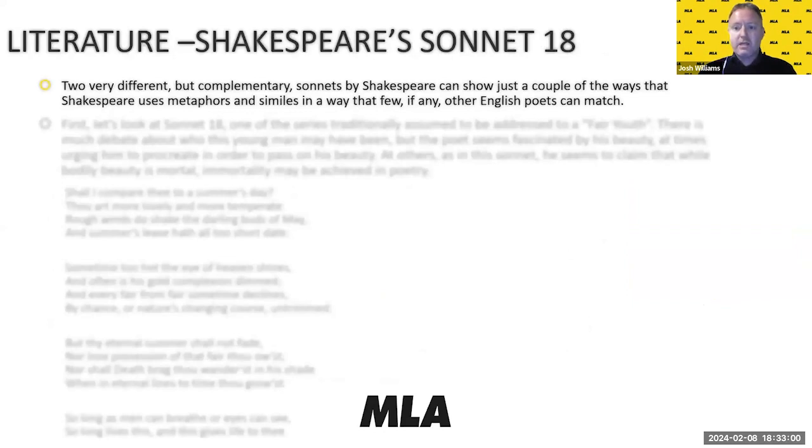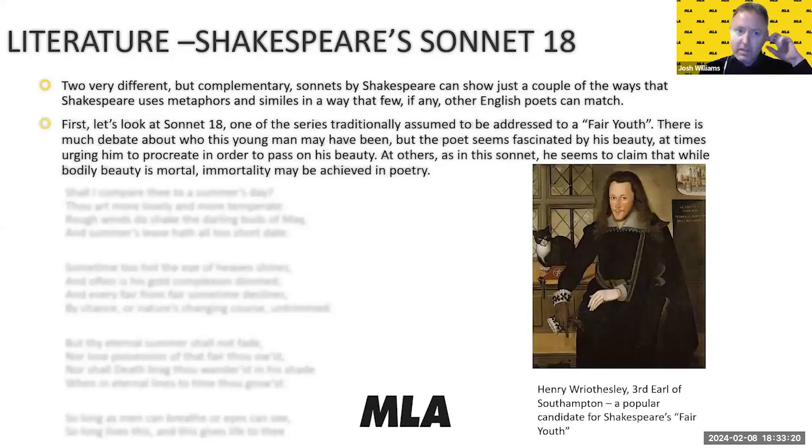So starting with sonnet 18, where we looked at the line before, to show how he alternates. When we think of Shakespeare's sonnets, we're thinking of love sonnets, but having so many sonnets means he takes many different approaches. If we look at sonnet 18, it's one of a series that's been traditionally assumed to be addressed to a fair youth. Strangely, it's a love sonnet, but not obviously to a romantic partner. There's a lot of debate about who it might be.